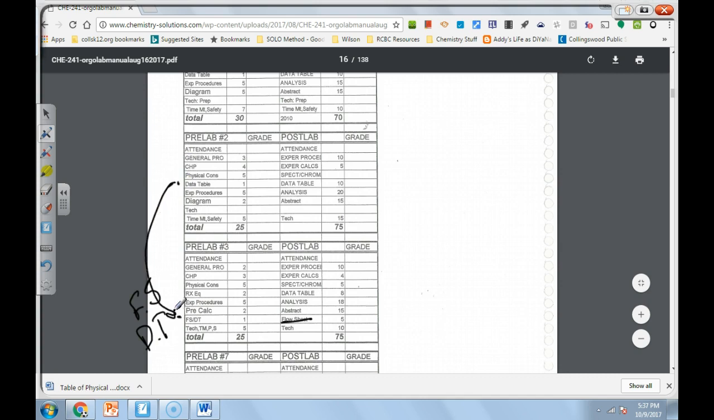So that tackles some of the differences, and I would definitely take a look at the other video to describe some of the actual pre-lab stuff and the differences with pre-calcs and the physical constant sheet.